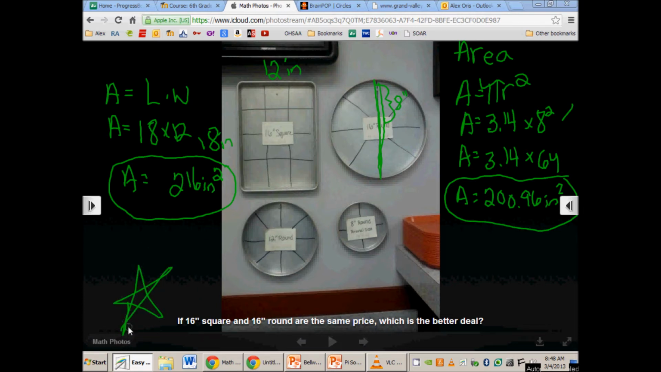So 15 is wrong. Okay? But if it's the same price, that's like getting free pizza. Who doesn't like free pizza? Am I right?